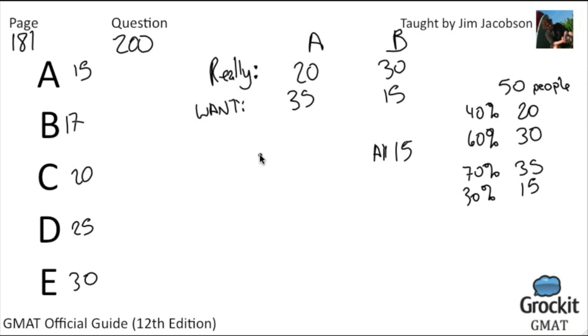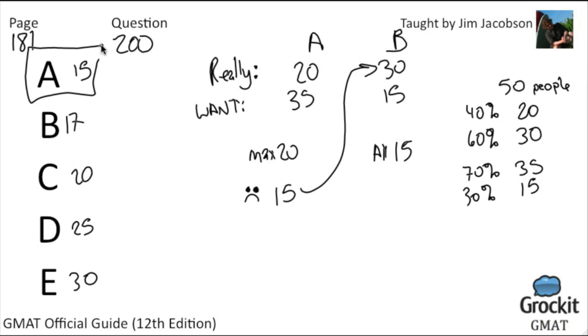So the max is 20 for Team A, which means 15 people are going to be sad because 35 wanted to be on it. And we're trying to figure out the lowest possible number of researchers who will not be assigned to the team they prefer. This 15 that wanted to be on A but can't be on A are actually going to be the other half of the 30 on Team B. So these 15 sad ones, the difference between the number who wanted to be on A and the number who can actually be on A, that's our lowest possible number of sad researchers. Answer choice A.